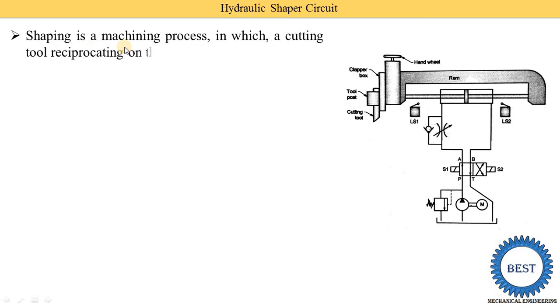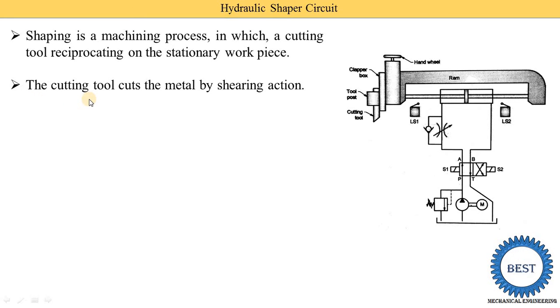Shaping is a machining process in which the cutting tool reciprocates on a stationary workpiece. You already studied that in the manufacturing subject. Here you see that the cutting tool is mounted on the tool post. The tool post is mounted on the clapper box. The clapper box is mounted on the cross slide, and the cross slide is mounted on the ram. We know that the ram of the shaper machine reciprocates. And here the table is provided. On the table the workpiece is mounted, and the workpiece is stationary.